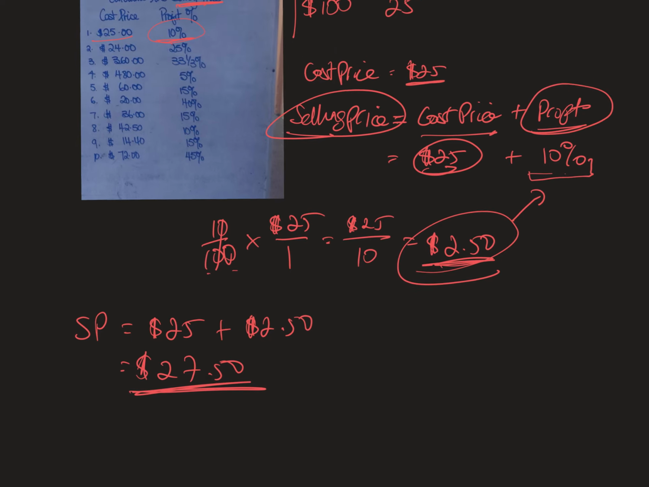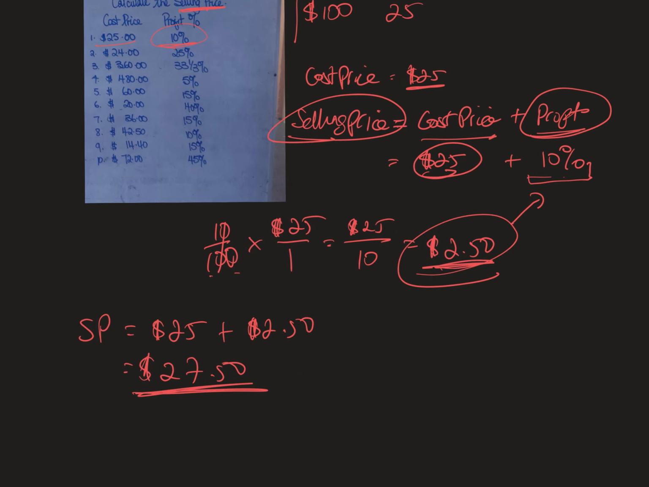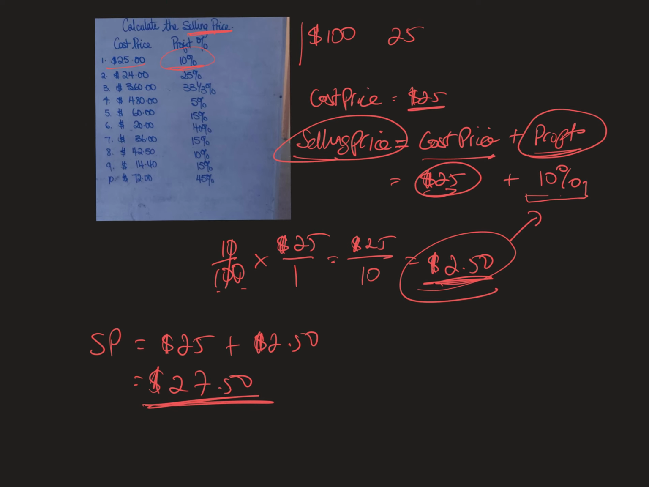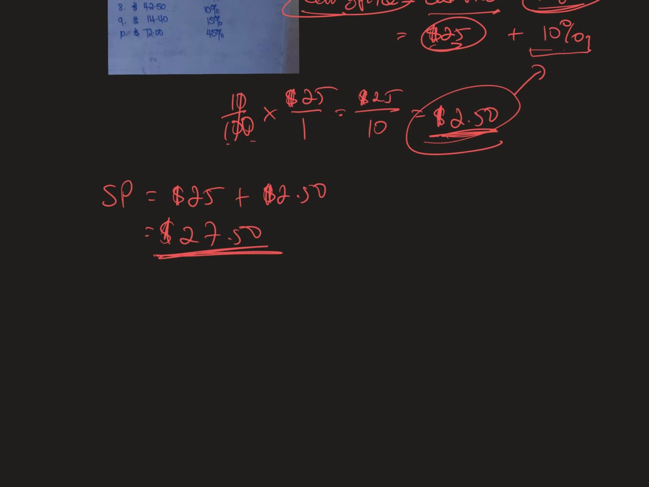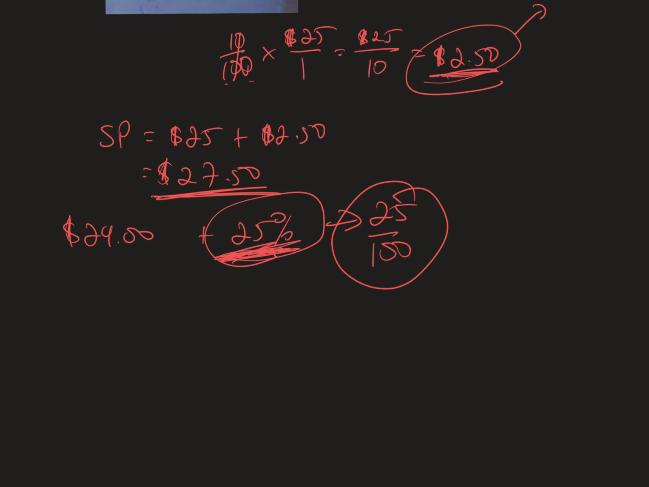Let's do another one. Okay, let's just do question 2 because it is fun. So question 2 is the cost price is 24 and the profit is 25%. Right? 25% is also known as a quarter, or 25 out of 100. So whenever you see 25%, just know that this means 25 out of 100. This automatically translates 25%, 25 out of every 100, or for every 100, you will give them 25.